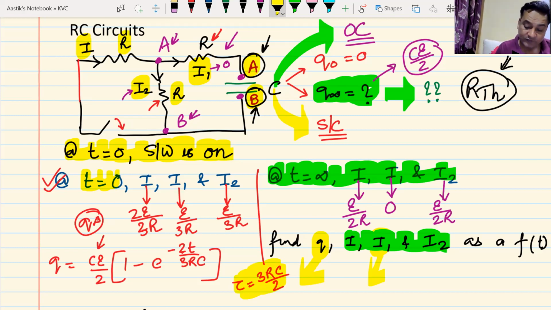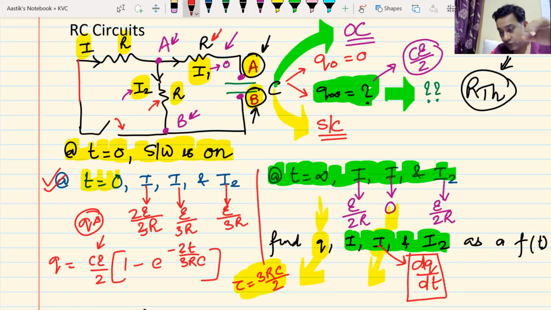Now, once you get the value of this Q, getting the value of this I1 will be very simple because this I1 is simply the current dQ by dt. Yes or no? Yes, sir.